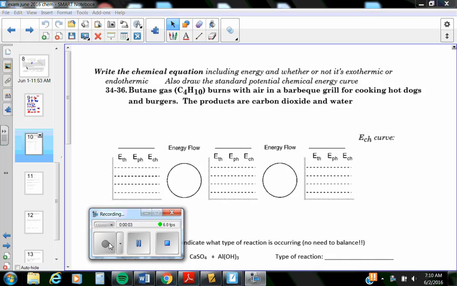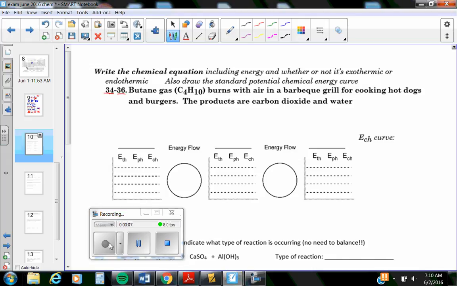This next one has 3 points. I can tell because it says 34 through 36. That's 34, 35, 36 points. I have to write a chemical equation. I have to include energy. I don't have to know how much energy, just if it's going in or whether it's going out. And with that, I'll determine whether or not it's exothermic or endothermic. So then we're also going to draw some standard potential energy curve. So what does this look like?